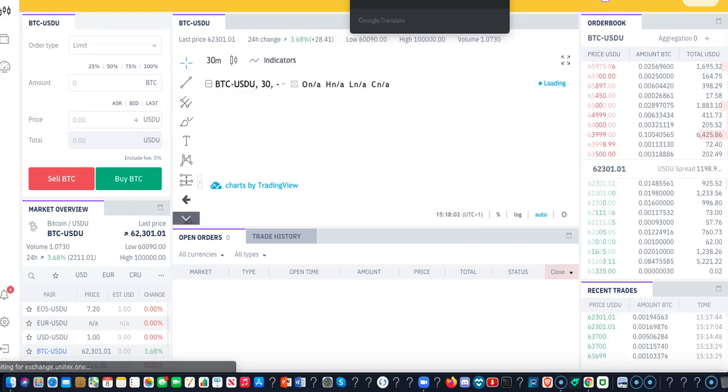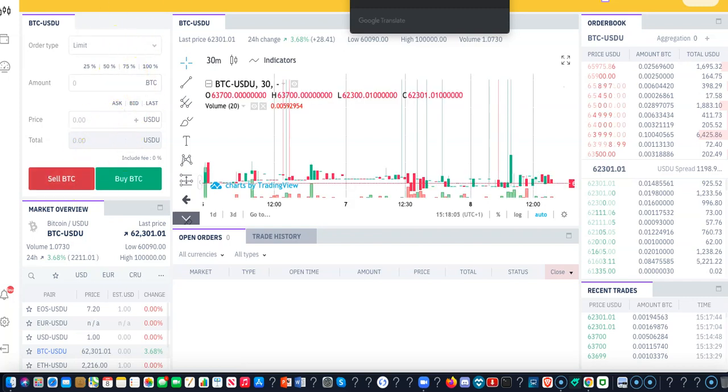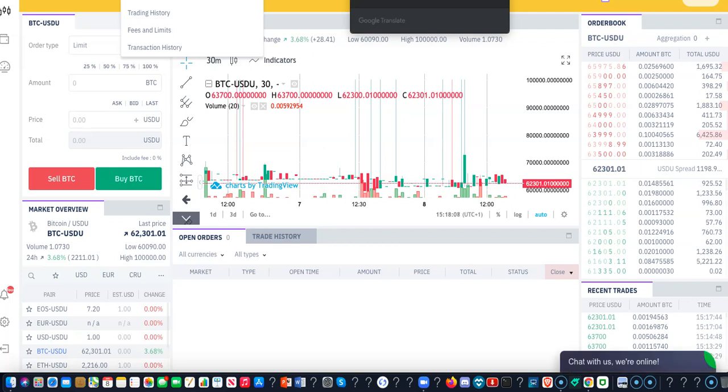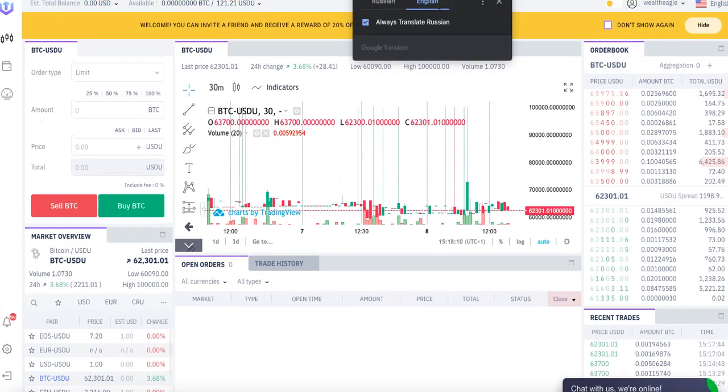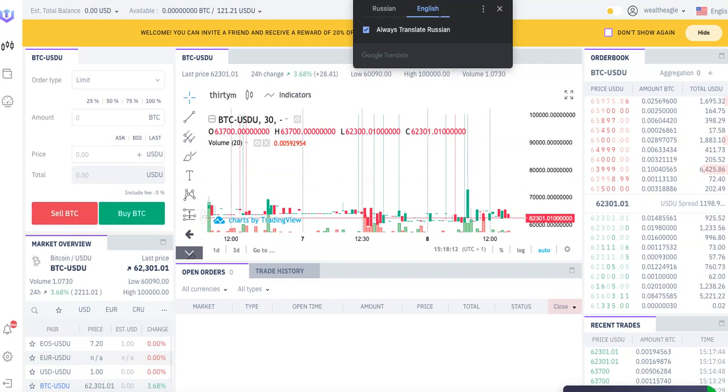Okay, now you can see the label, the sell BTC, is coming here. It didn't come before. Let me just put it up. You can see that it has converted. Now I've got 121 USDU with my BTC that I've shown there.